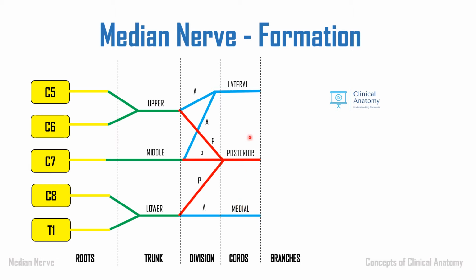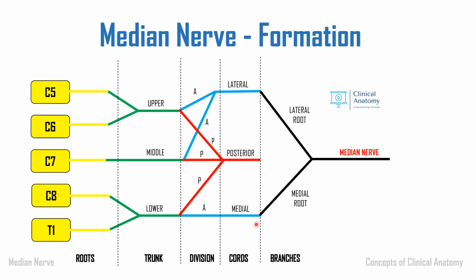After that, the median nerve arises from two roots, that is the lateral root and the medial root. The lateral root arises from the lateral cord, the medial root arises from the medial cord, and both join to form the median nerve. This lateral cord arises from C5, C6 and C7, and this medial cord arises from C8 and T1. So when the lateral root and medial root join to form the median nerve, it consists of fibers from all the roots forming the brachial plexus, that is C5, C6, C7, C8 and T1.